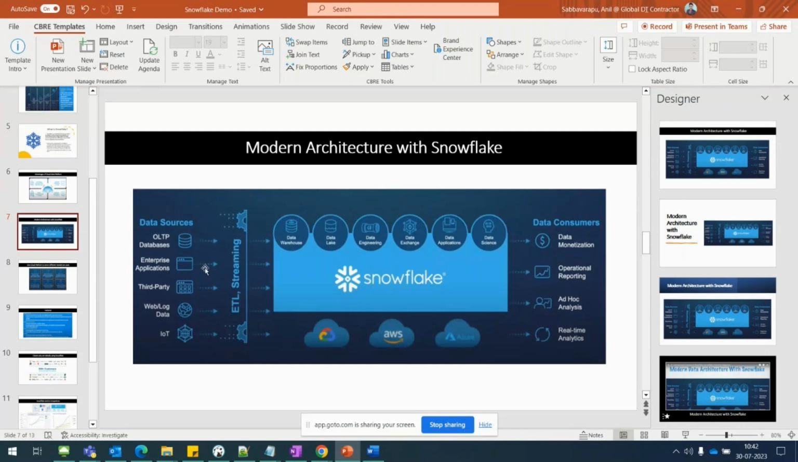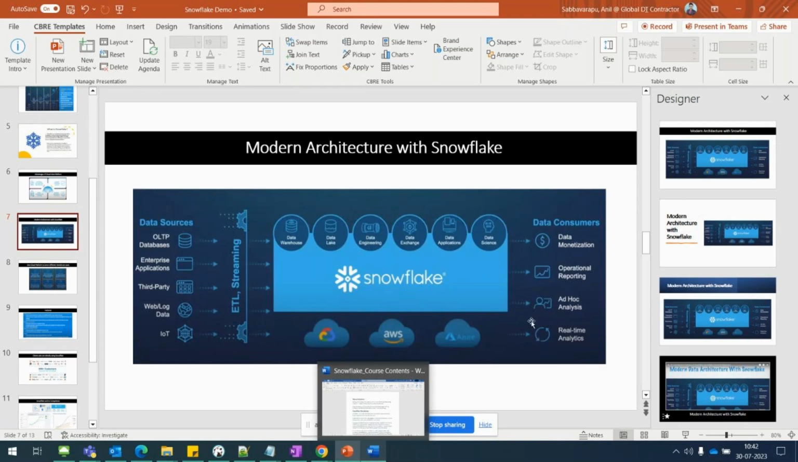It can grab information. It has ODBC and JDBC connectors where you can connect to any of the OLTP databases, or Internet of Things, or any web log data, any third party tools, any enterprise applications, and you can grab data into Snowflake. And any users can query the data for their own needs.